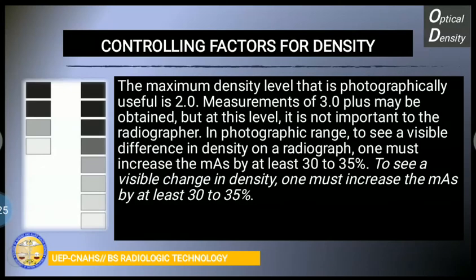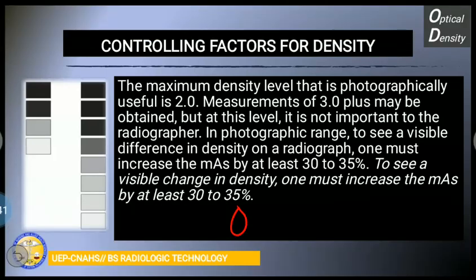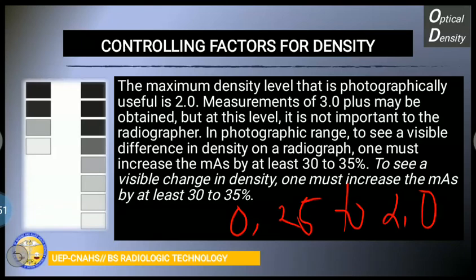So the maximum density level that is photographically useful, again, is 2.0, because as we said earlier, the range is from OD values of 0.25 to 2. So the maximum is at 2.0. Measurements of 3.0 plus may be obtained, but at this level, it is not important to the radiographer. In the photographic range, to see a visible difference in density of a radiograph, one must increase the mAs by at least 30 to 35% to see a visible change in the density.